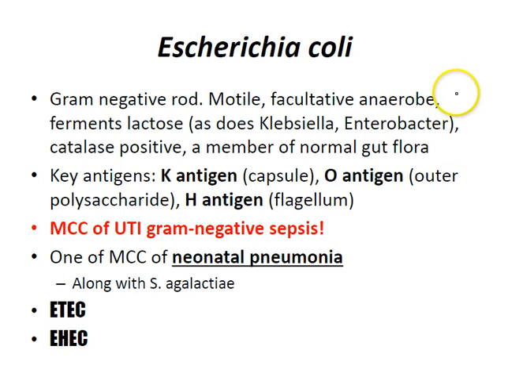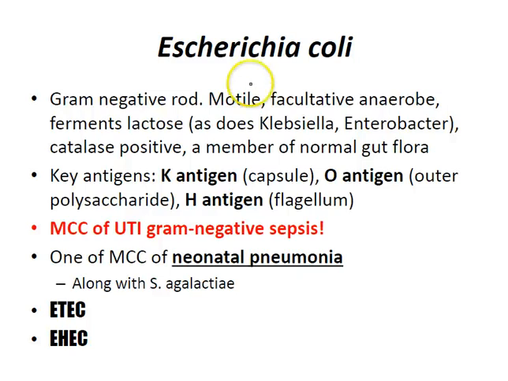So, E. coli, Escherichia coli. E. coli is a gram-negative rod. It's motile. It's a facultative anaerobe, and it ferments lactose, as do Klebsiella and Enterobacter. It's catalase positive and a member of normal gut flora. Now there are key antigens here. The K antigen is the capsule. The O antigen is the outer polysaccharide, and the H antigen is the flagellum.